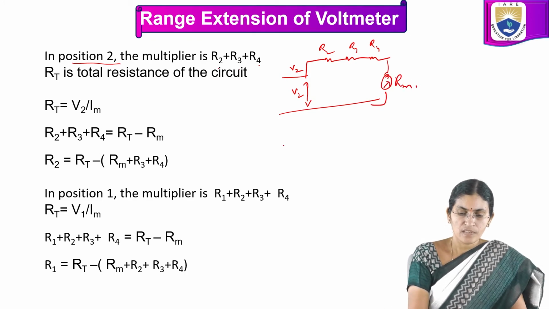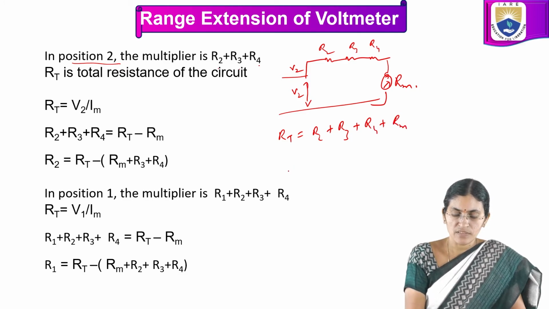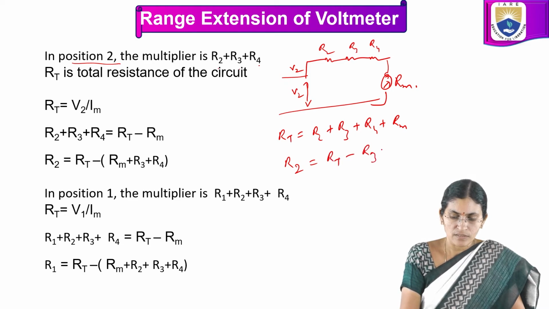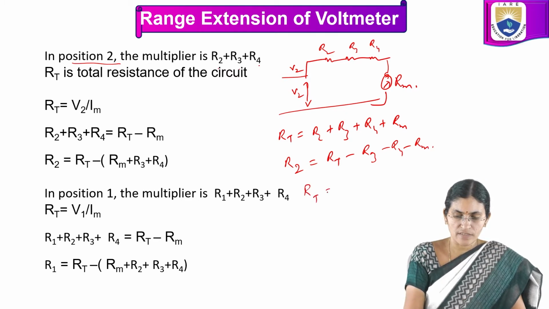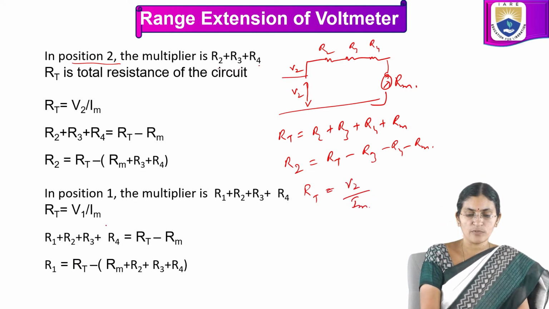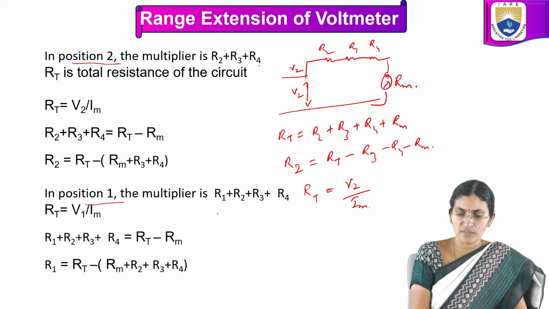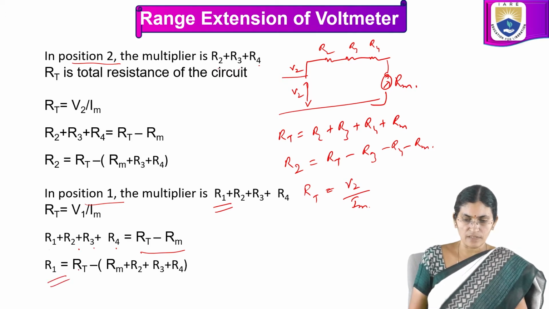This is Rm. So our total resistance is equal to R2 plus R3 plus R4 plus Rm. From this we can write R2 as RT minus R3 minus R4 minus Rm. Also we can write the total resistance R is equal to V by I. So in this way, for position 1 also, the additional resistance which comes into picture is R1. So the equation will be R1 plus R2 plus R3 plus R4 is equal to RT minus Rm. So this is the equation for R1.